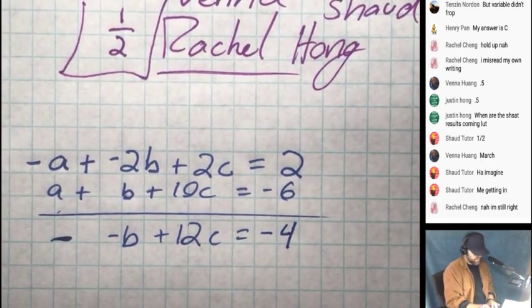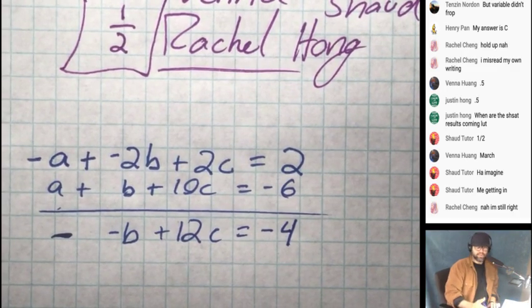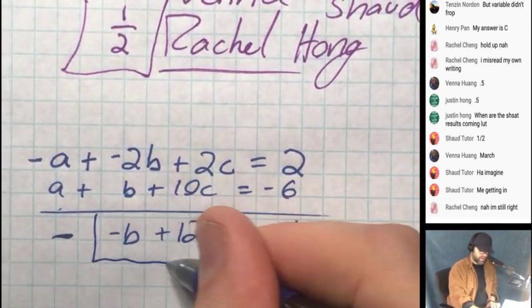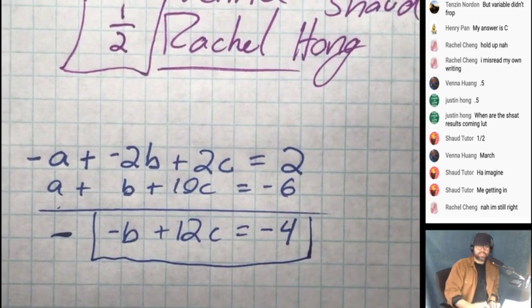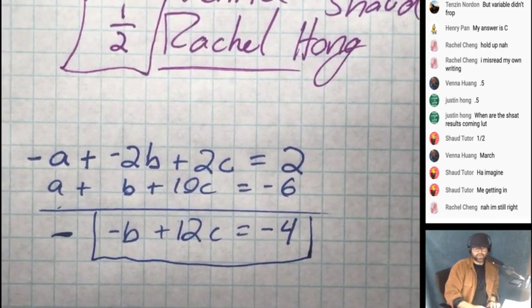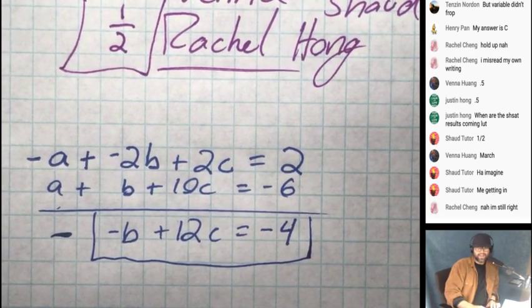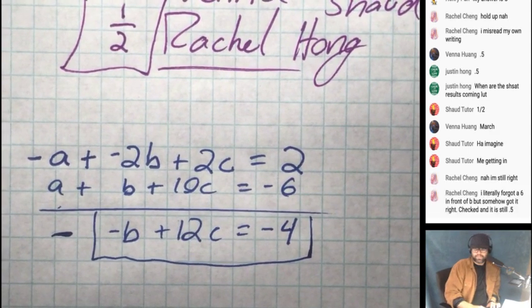All right, so that is great information. We already have one equation with two variables. Now we just need another equation with two variables, and we're going to be able to solve it. All right, I like that confidence, Rachel. That's good.